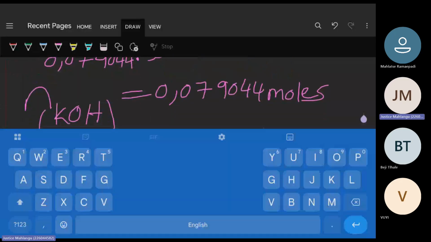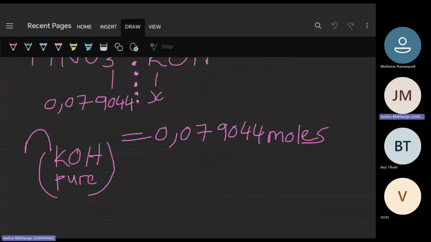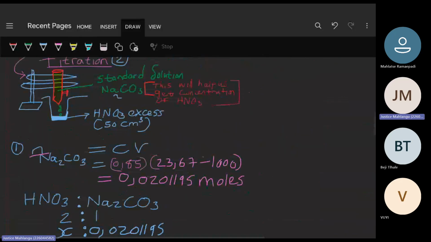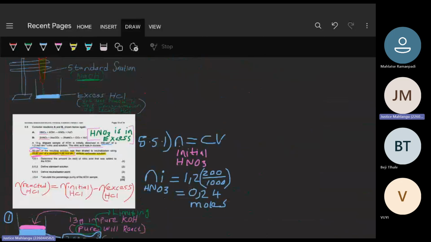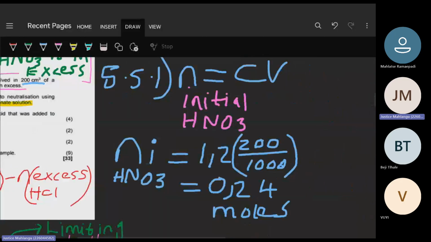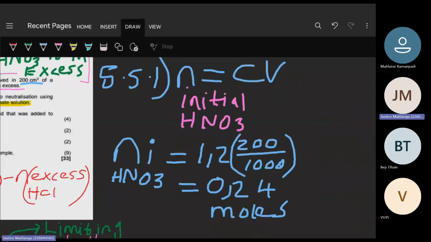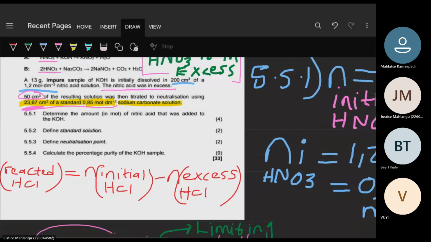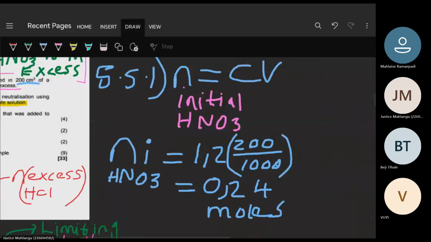Then, because we're answering question 5.5.4, calculate the percentage purity, that's why we're doing this, guys. So 5.5.1, we did answer it. We're just getting the initial one. We just did it on the side here, and that was only 4 marks. The conversion answer and the formula. So that was only 4 marks. That was the initial.